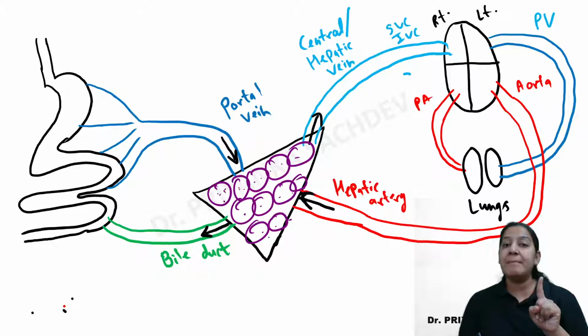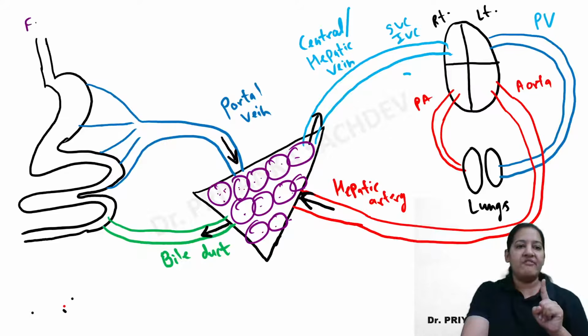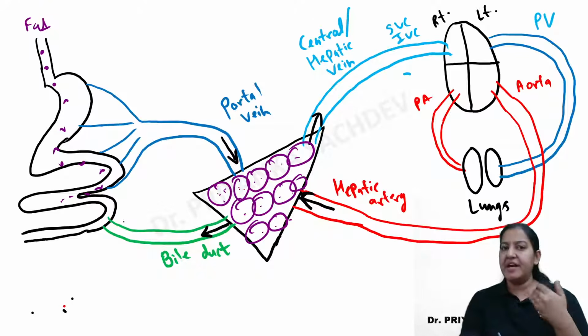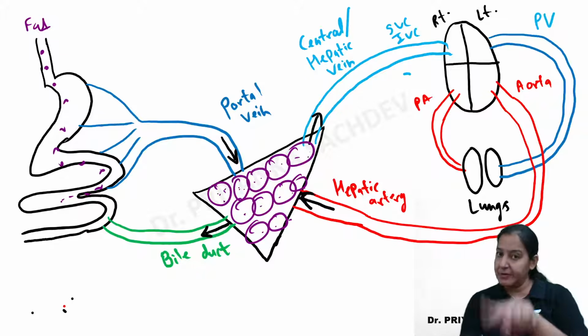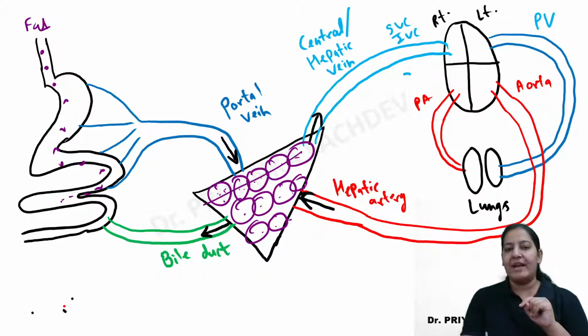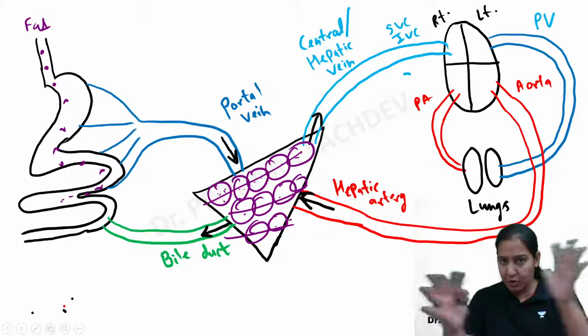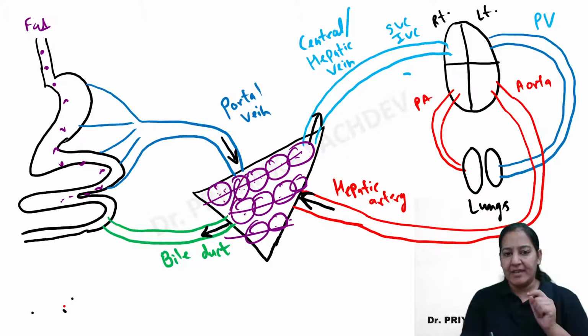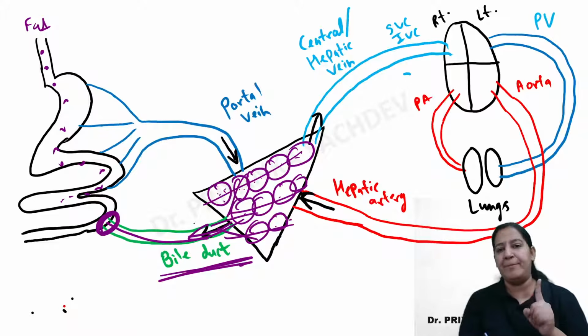Bile is required for emulsification of fat. So whatever fat we take in diet, the butter, ghee, cheese, that is going in the intestine. And for the digestion and emulsification of fat, we require bile that is synthesized in the hepatocytes of the liver. So all the bile from all hepatocytes is gathered together, and bile exits the liver with the help of a bile duct. And this bile duct will open in the first part of the duodenum via ampulla of Vater.